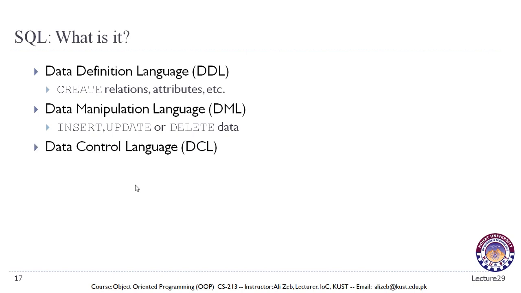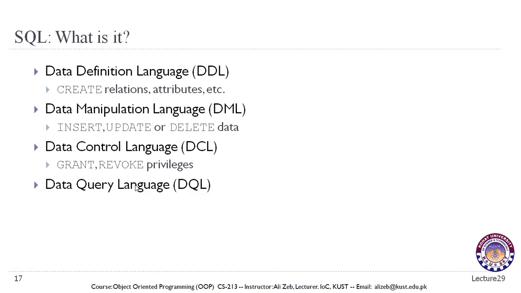Data control language or DCL. Grant and revoke privileges. We can grant or revoke privileges from the users of our programs, or the users that have access to the database. We can grant different levels of access to our users. Data query language has the select statement that selects data from relations. It will select the data from the table that we want and show that data on our form or in our console screen.